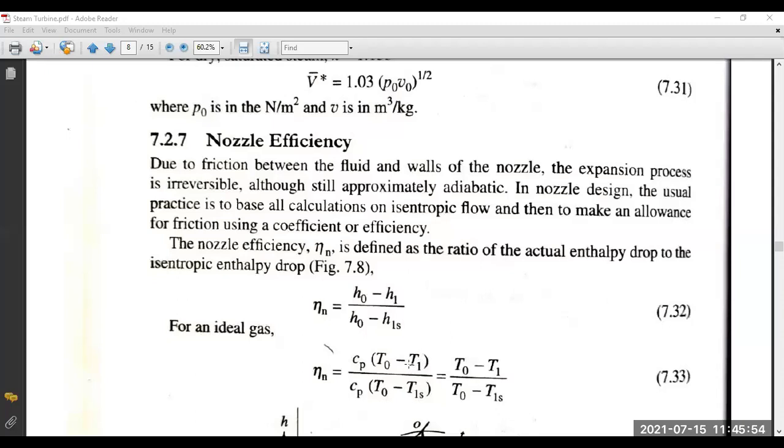But the temperature T1 is much less than T1s, because due to frictional flow, this T1 is constantly reduced. A lot of heat is lost during the high-speed flow in the nozzle itself, so the efficiency reduces to (T0 minus T1) divided by (T0 minus T1s).